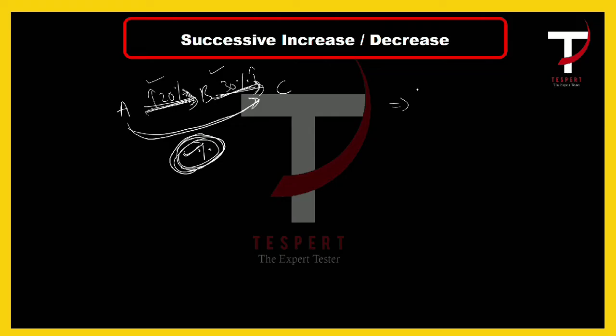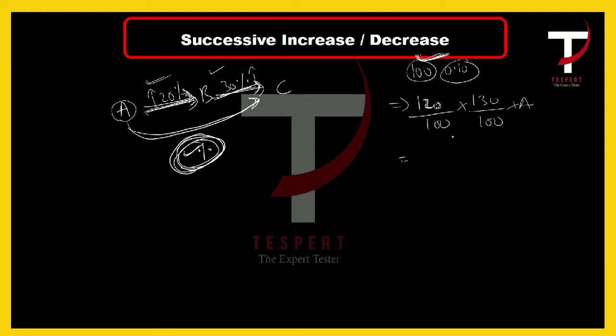As I told you in the previous slide, in percentages, as far as possible consider 100 to be the base value. Don't take the decimal value, take 100, because the calculation will become much easier. So A became B after increasing by 20%, that means 100 plus 20, which is 120, so 120 by 100. B became C by increasing 30%, so we must add it: 100 plus 30 is 130 by 100 of A. So from A to C, just calculate how much we get.